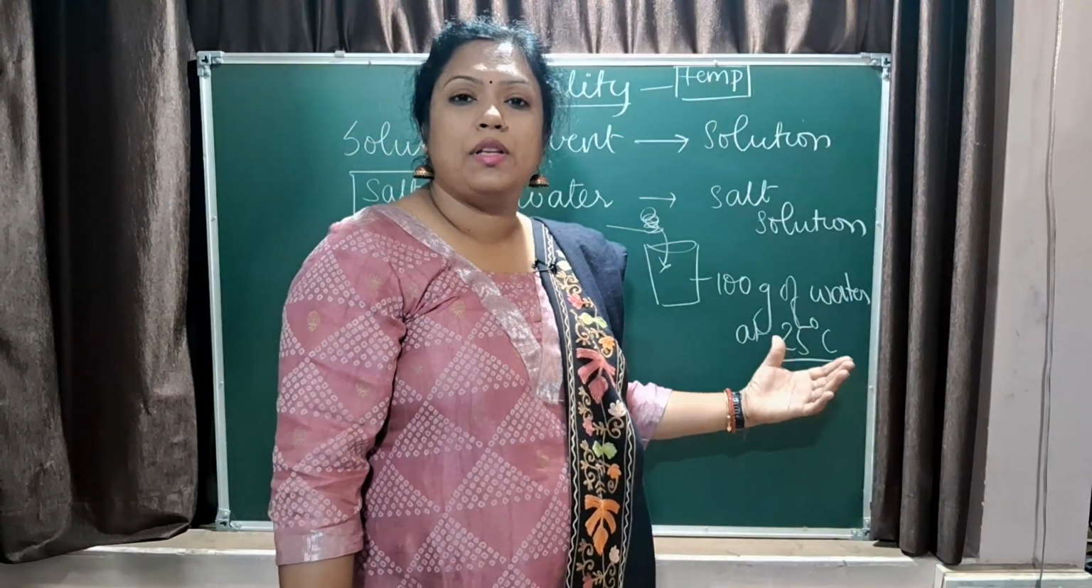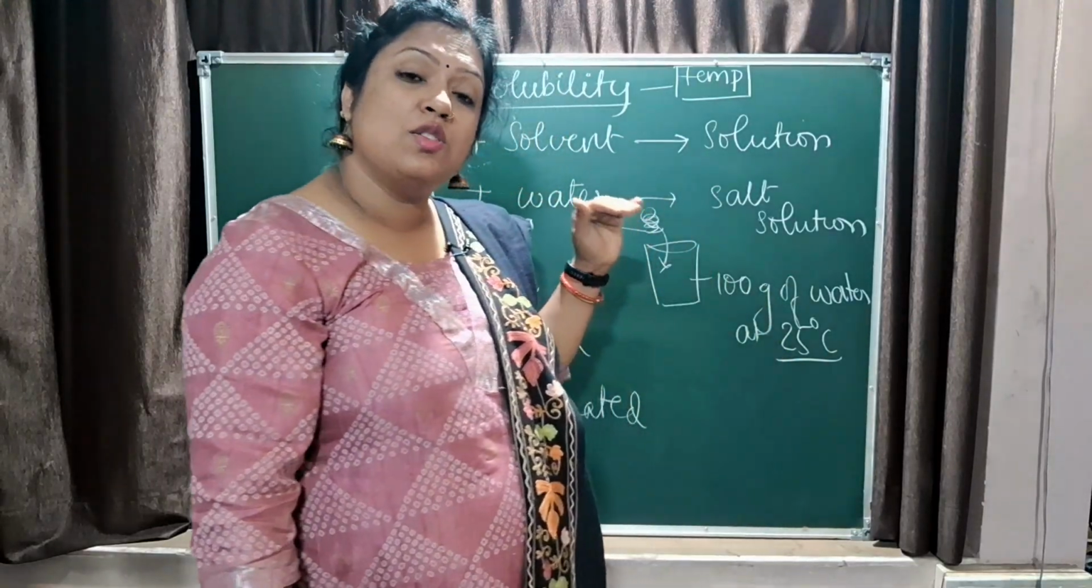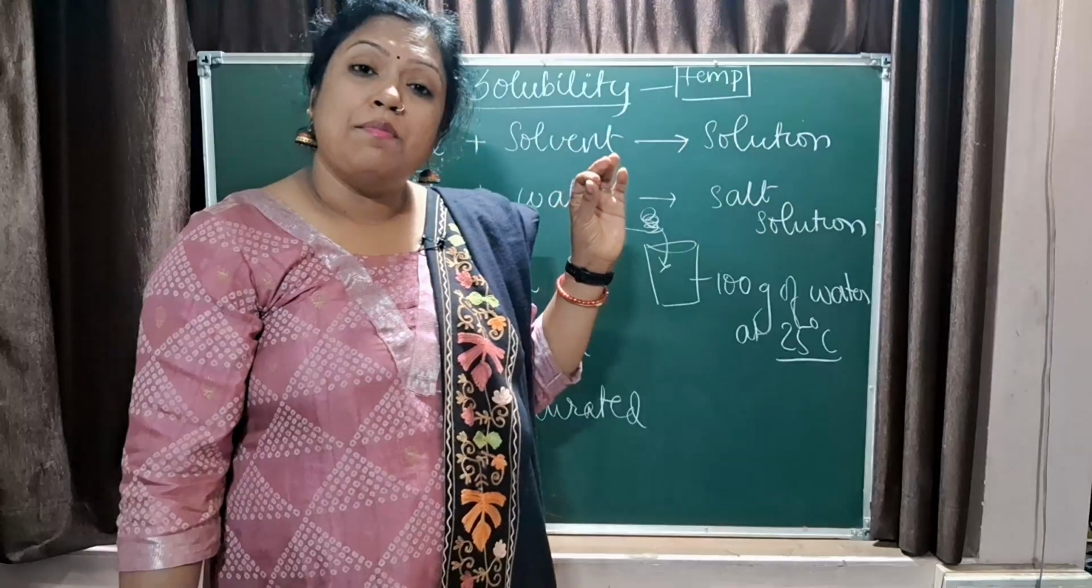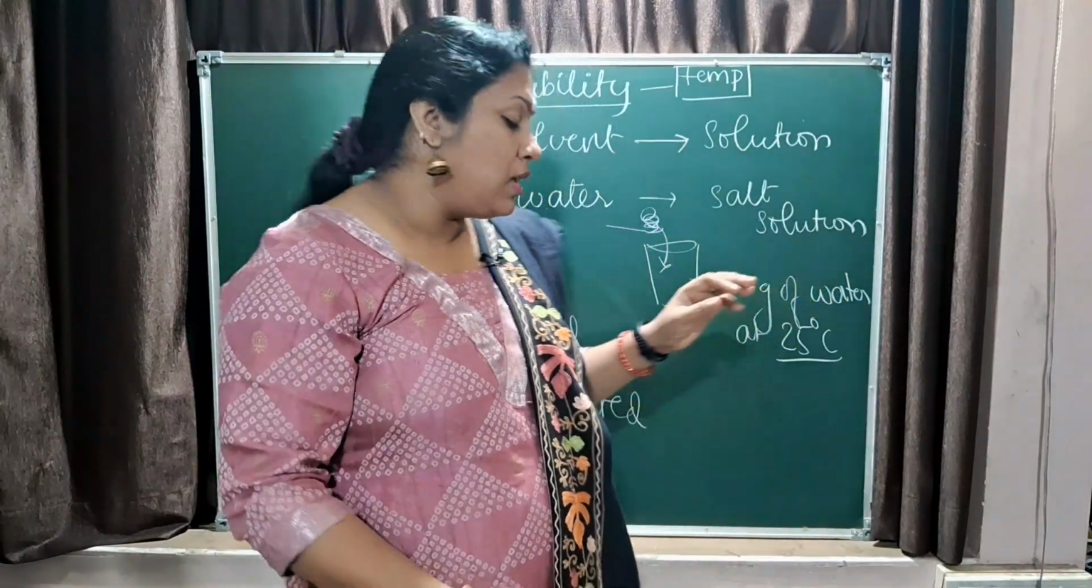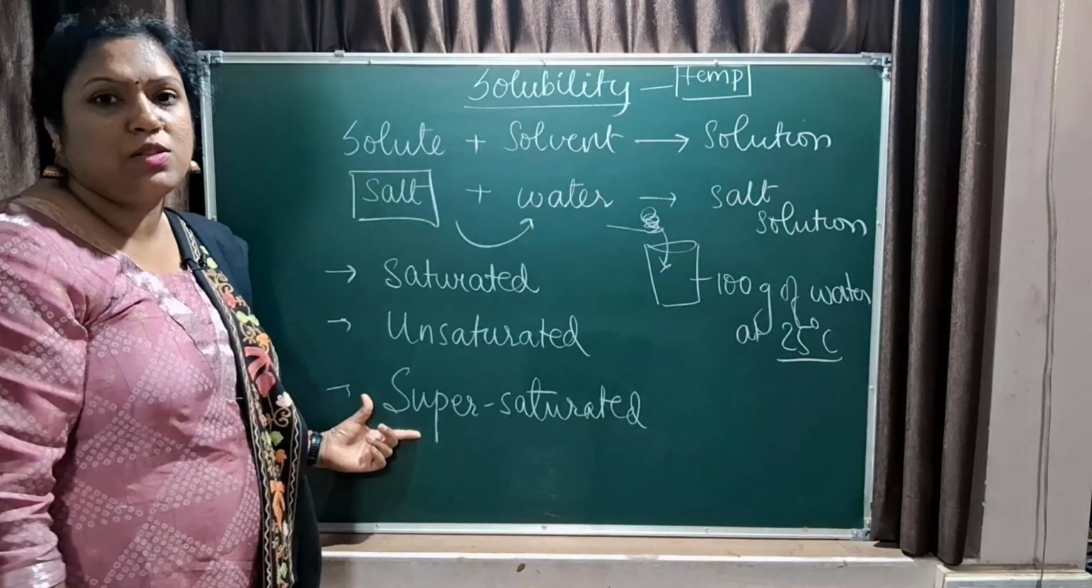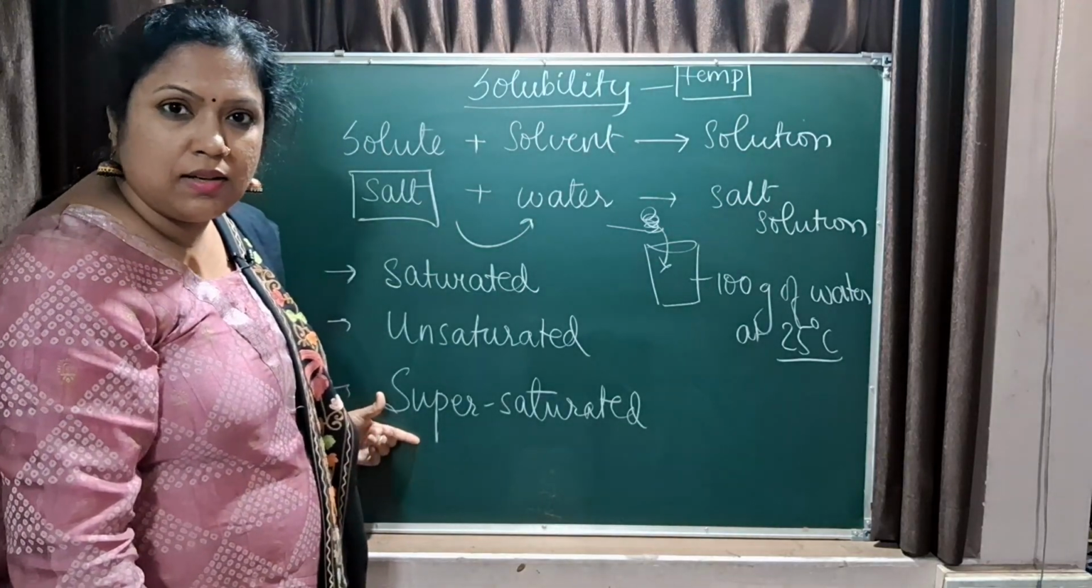So at a lower temperature, the amount of sugar that was already dissolved in it will be maximum. Okay. More than the required amount. That is what it is, a supersaturated solution. Is that clear? Understood?